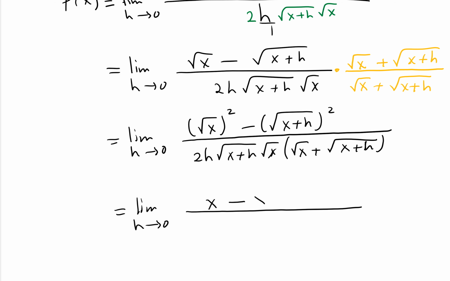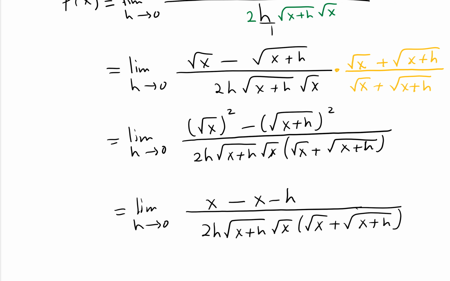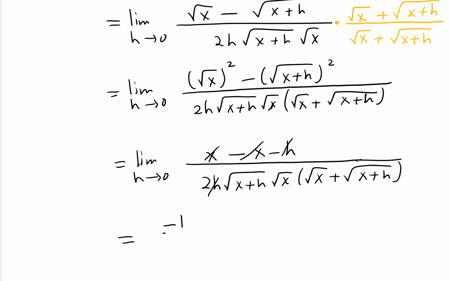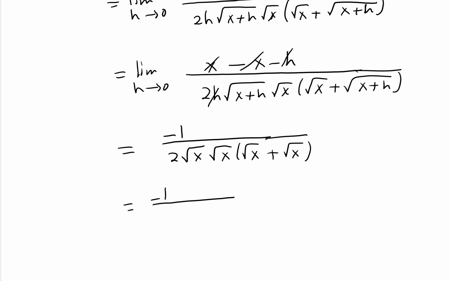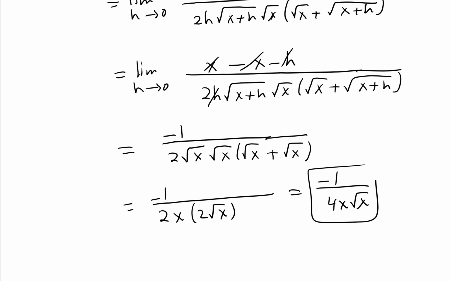On top we get x minus h. And then for the next one, what do we get? These cancel out, the h cancels out. If you pass the limit as h goes to 0, you get negative 1 over 2 square root of x times square root of x plus square root of x. That gives us negative 1 over 2x times 2 square root of x, which is negative 1 over 4x square root of x. That's the derivative of that function.